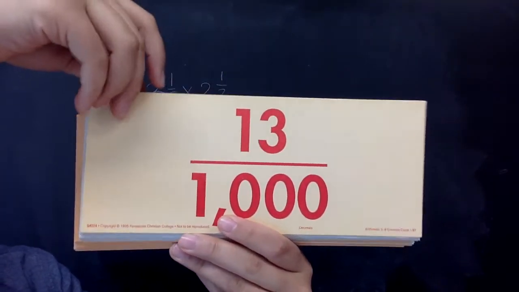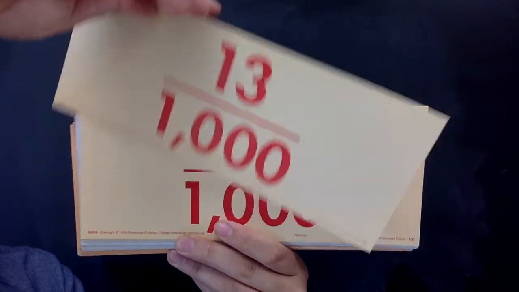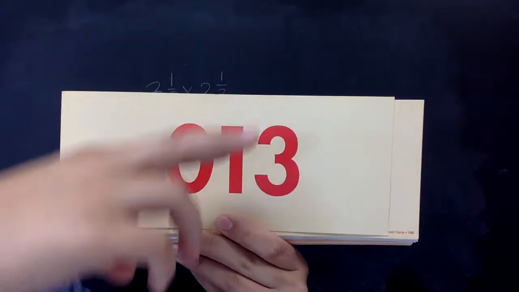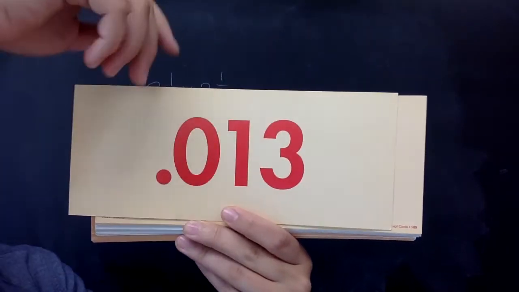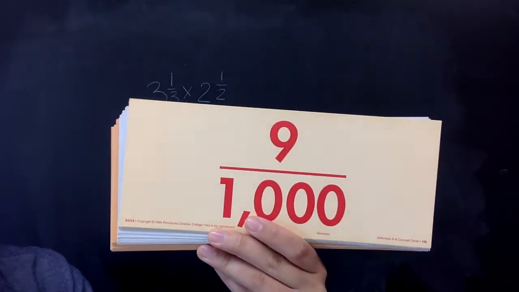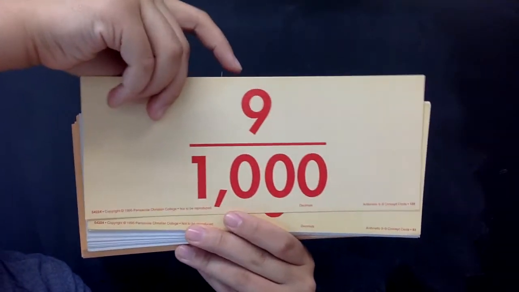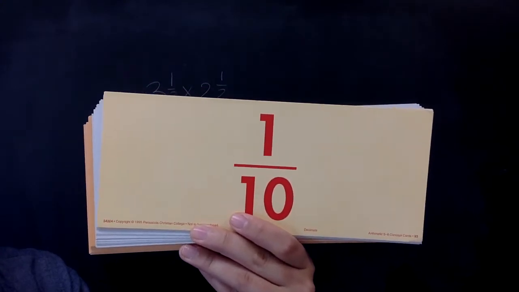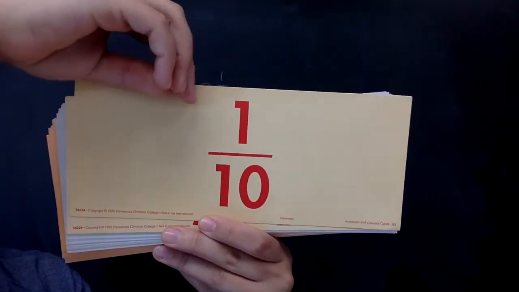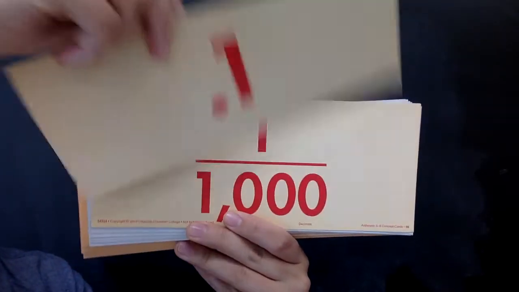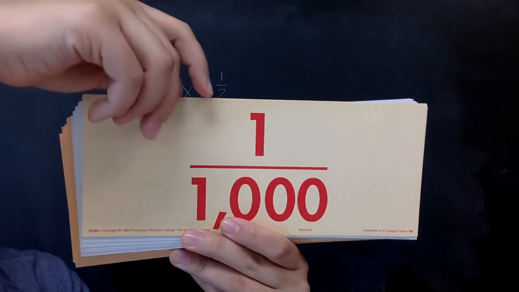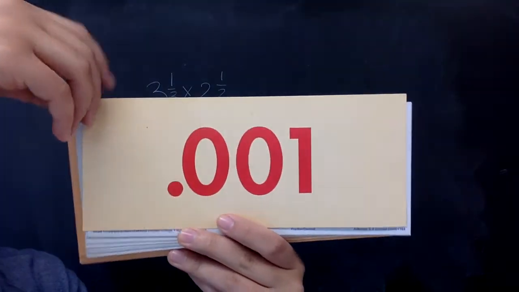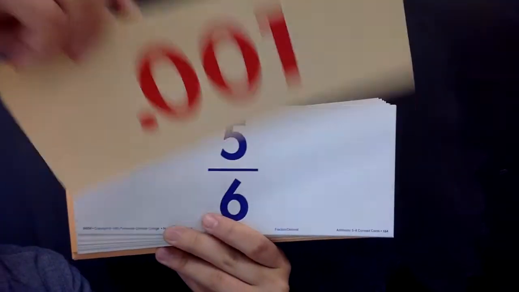13/1000: 0.013. Whole number 13 and needs 3 places because it's thousandths. 9/1000: 0.009. 1/10: 0.1. 1/1000: 0.001, the whole number 1, and thousandths means 3 places.